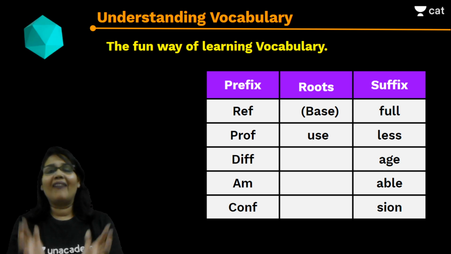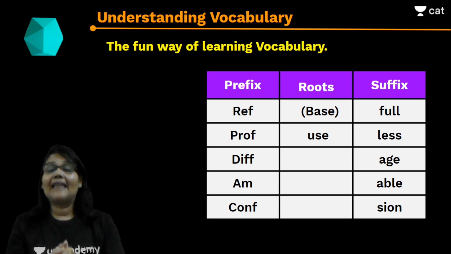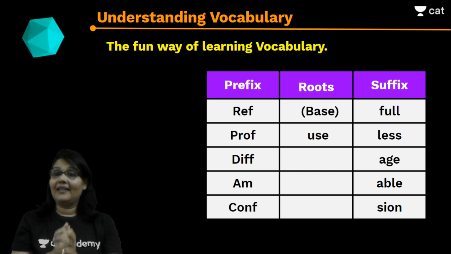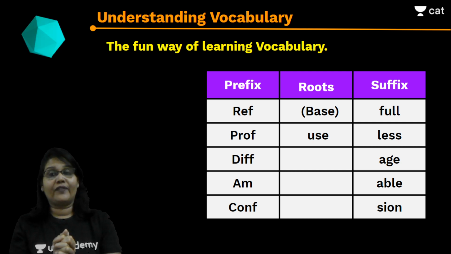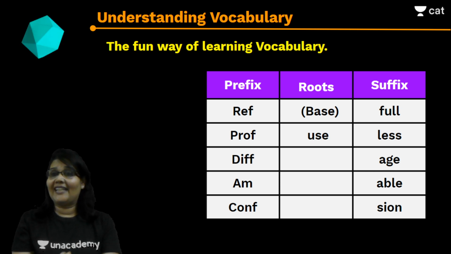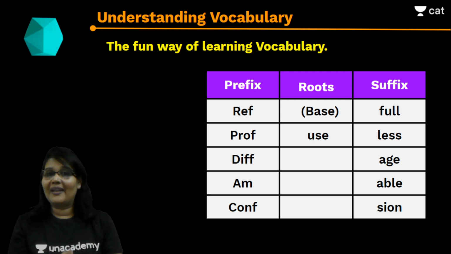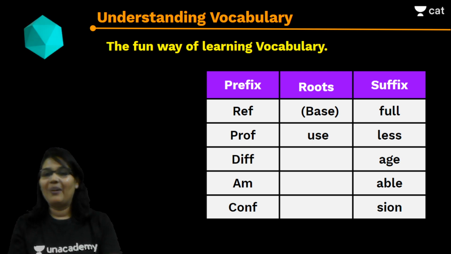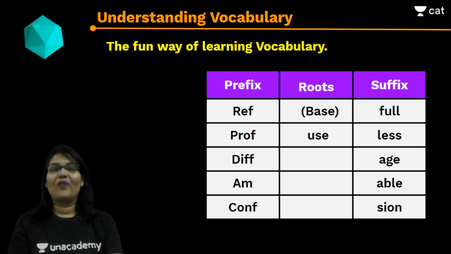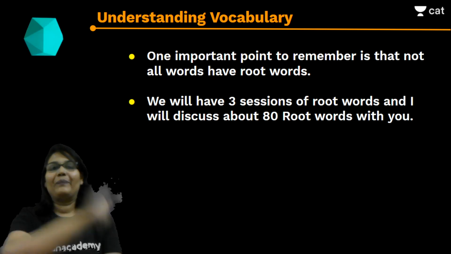We are going to have a lot of fun, and guys, I am going to discuss around 20 root words with you and the words which can be derived out of that. So just imagine, guys, 20 root words plus the derivatives, around 4 to 5 in each. So it makes around 80 to 100 words. So you are going to learn 80 to 100 words today. Wow, that's amazing. Okay, now let's move on to the next slide.